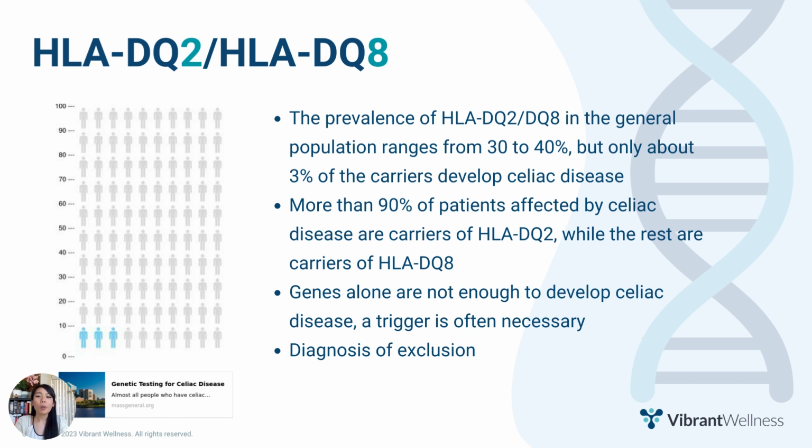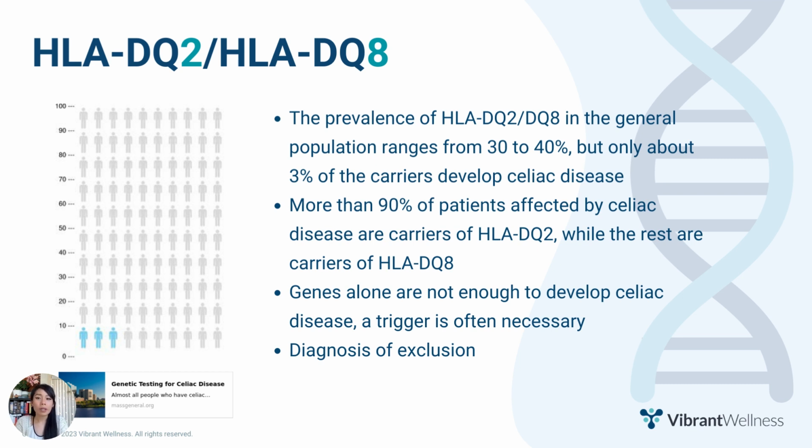In other words, while many with celiac have these genes, not everyone with these HLA genes will go on to develop celiac. That is because the genes alone are not enough to develop celiac. An environmental trigger is often necessary, and this trigger can be a really stressful event, illness, surgery, pregnancy, etc. Genetic testing can only rule out celiac disease. It cannot concretely diagnose it.